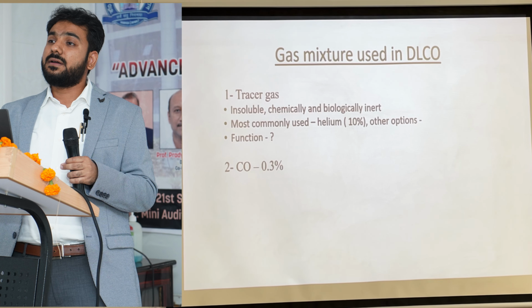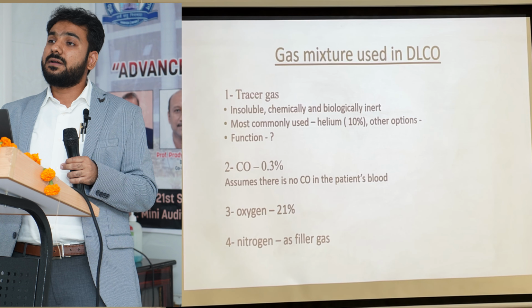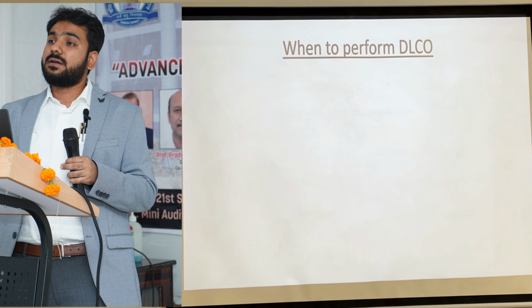Now the second component, obviously, has to be CO. It is used at a concentration of 0.3%, and it diffuses from the alveoli to the hemoglobin and binds to hemoglobin. So it tells us about the diffusion capacity of the lungs. There is a very important assumption during this test, that there is no CO already present in the patient's blood, so that there is no back pressure. The third component is oxygen at a concentration of 21%, and nitrogen is used as a filler gas to fill the remaining amount and to mimic the atmospheric air.